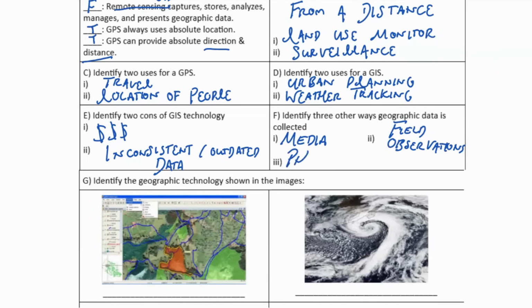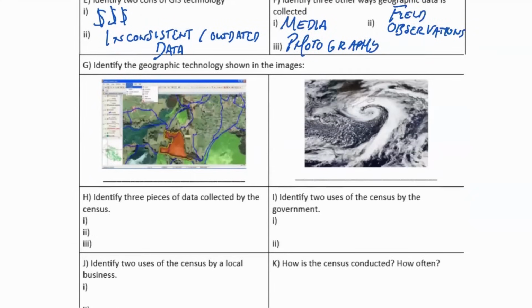Then we have photography as well. Taking pictures. If you take a picture, it'll last longer. So photography is a good way to collect geographic data as well. Travel narratives is another one, where people will talk about their travel experiences and what they saw and what they did and that sort of thing.